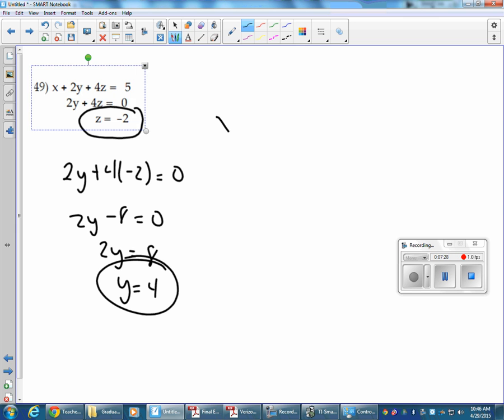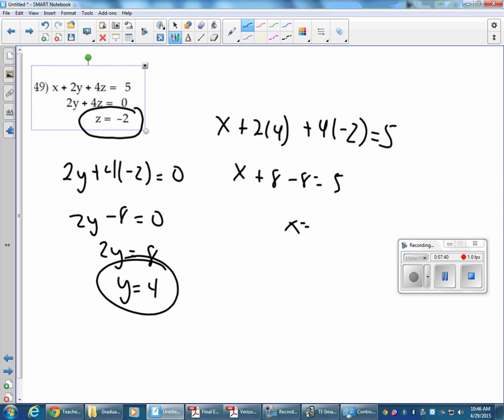And then if y is 4 and z is negative 2, I'm going to use the top line. So that's x plus 8 minus 8 equals 5. So x is equal to 5. So my answer is 5, 4, negative 2. And I would suggest that you check it out and make sure they'll all work in all three equations.